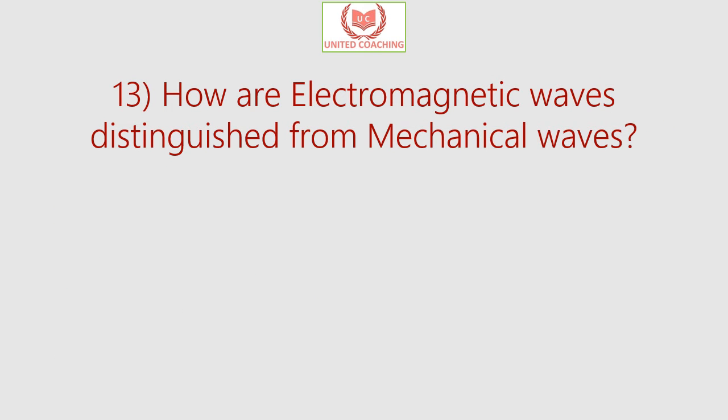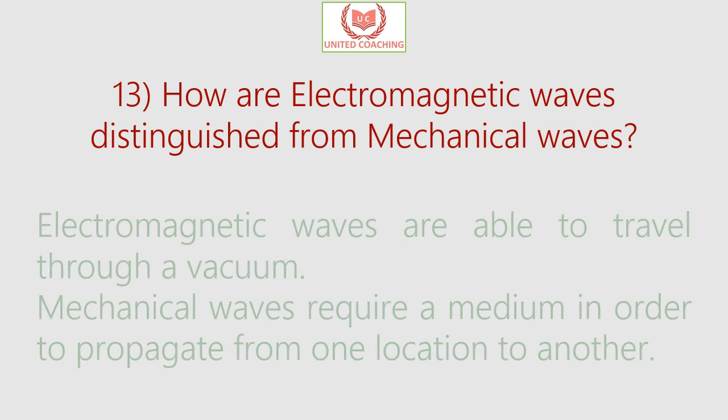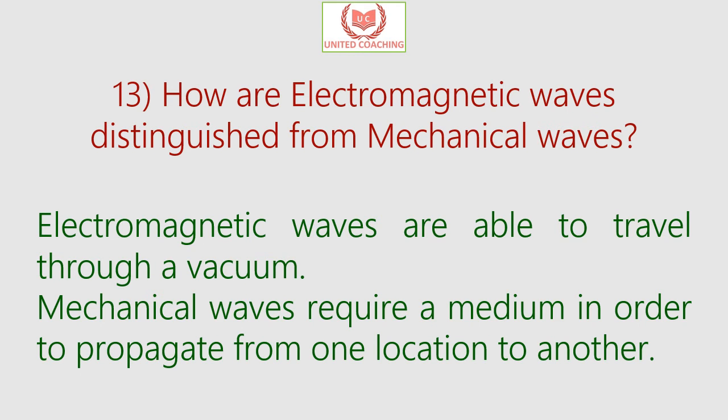Our next question is, how are electromagnetic waves distinguished from mechanical waves? So the answer is, the distinction is based on the fact that electromagnetic waves are able to travel through a vacuum, which is a region void of any matter, and the mechanical waves require a medium in order to propagate from one location to another.